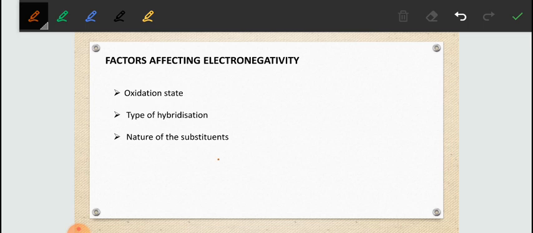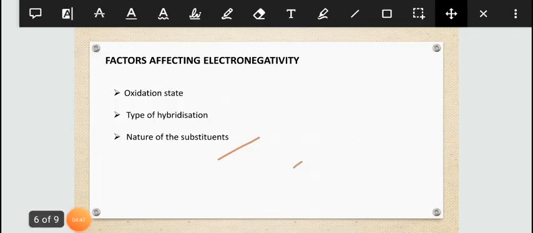Next one is nature of substituent. So the electronegativity of a group varies with the nature of the substituent. This is due to the inductive effect of the substituent group, and we will discuss the inductive effect in detail in organic chemistry.